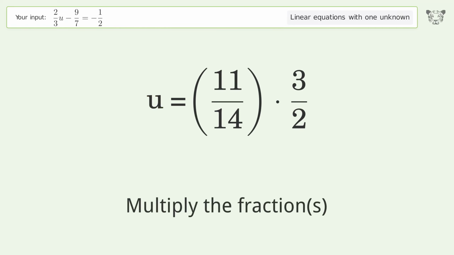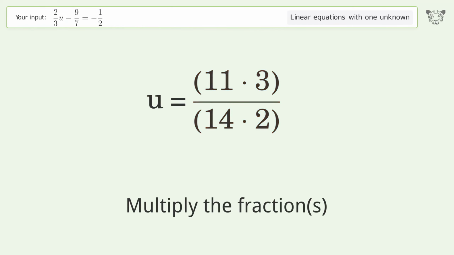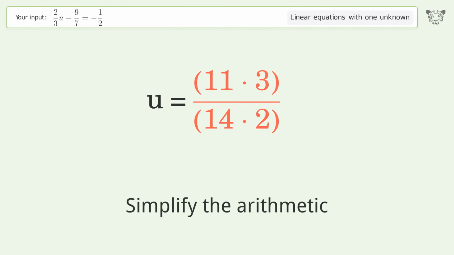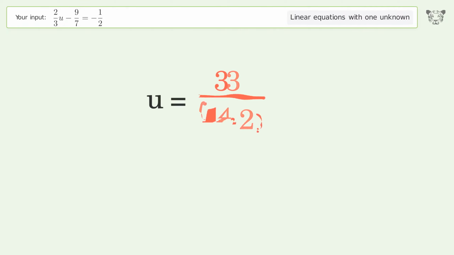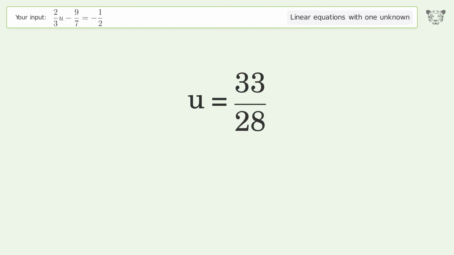Multiply the fractions. Simplify the arithmetic. And so the final result is u equals 33/28.